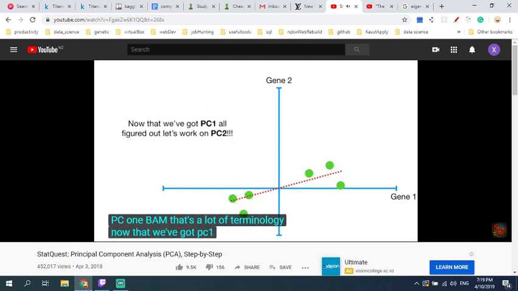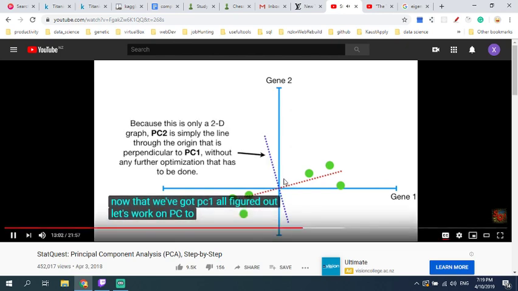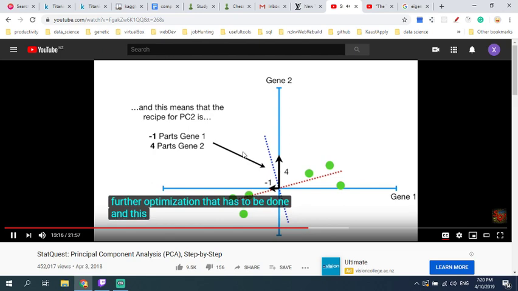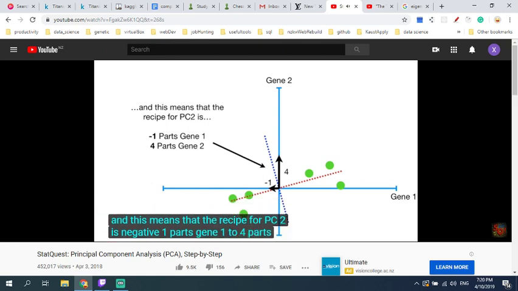Now that we've got PC1 all figured out, let's work on PC2. Because this is only a two-dimensional graph, PC2 is simply the line through the origin that is perpendicular to PC1, without any further optimization that has to be done. And this means that the recipe for PC2 is -1 parts gene 1 to 4 parts gene 2.